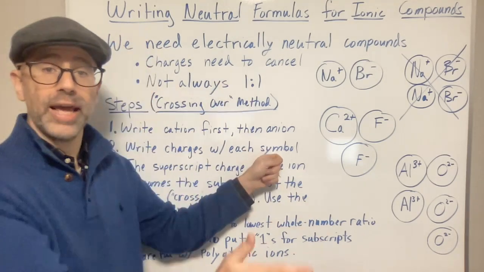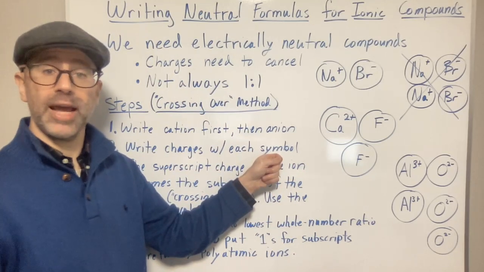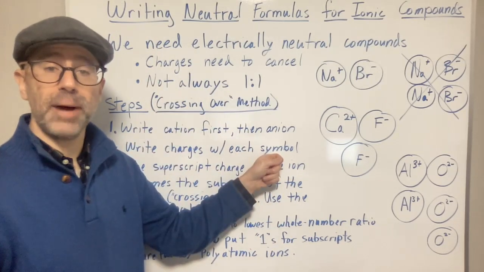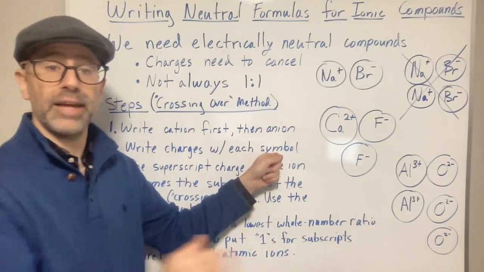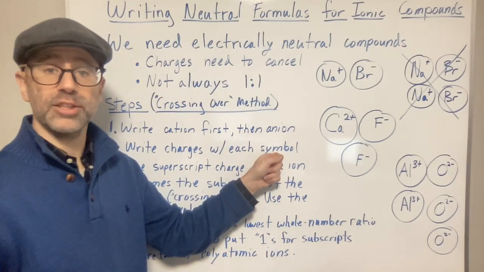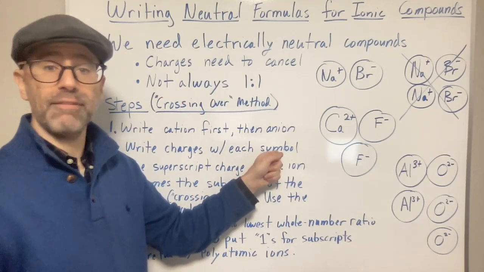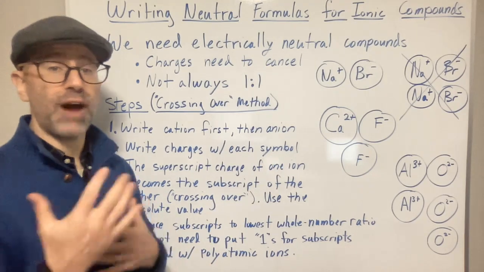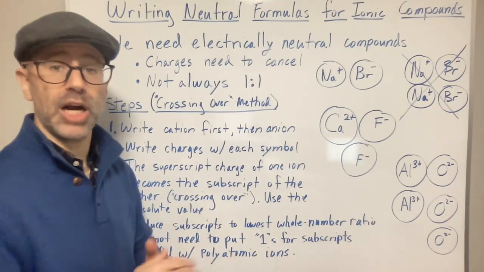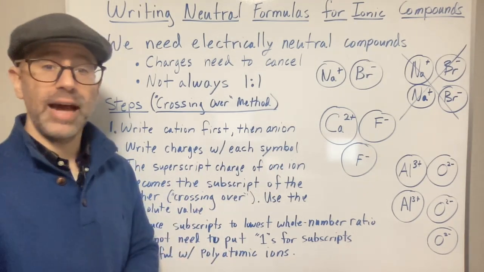So in group 1A, you should be able to determine that all of those are going to be a positive 1 charge. Group 2A is going to be a positive 2 charge. Or let's say if you're in group 5A, that's going to be a negative 3 charge, right? So you need to know those as well.